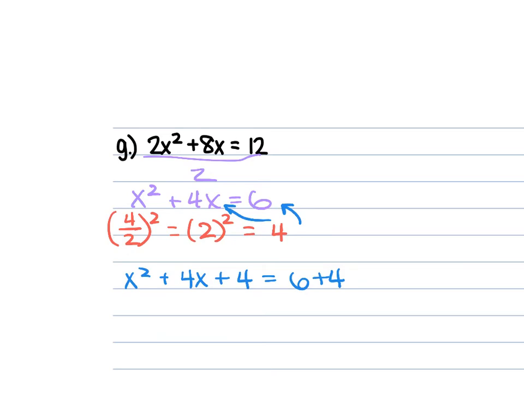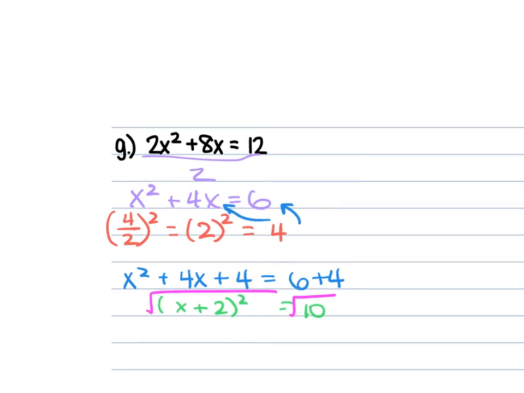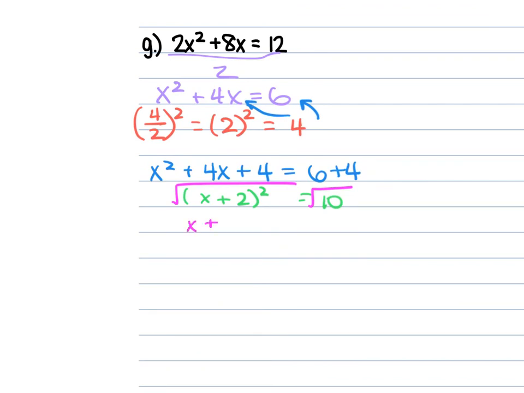This 6 plus 4 is 10. You factor out the left, it's x plus 2 squared. Take the square root of both sides. You have x plus 2 is equal to plus or minus the square root of 10. From here, move the 2 over, subtract it from each side. You have x is equal to negative 2 plus or minus the square root of 10.